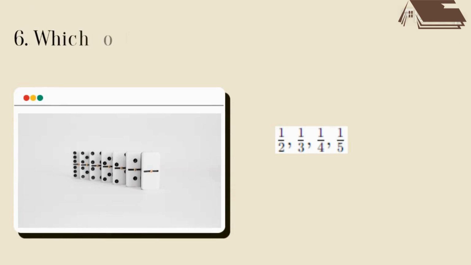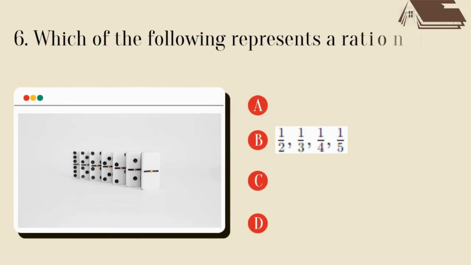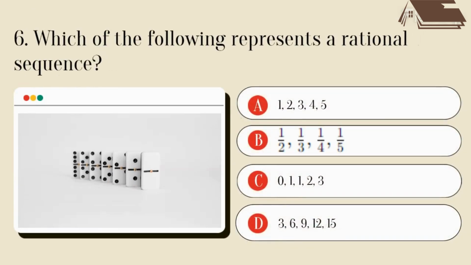Which of the following represents a rational sequence? A. 1, 2, 3, 4, 5. B. 1/2, 1/3, 1/4, 1/5. C. 0, 1, 1, 2, 3. D. 3, 6, 9, 12, 15.